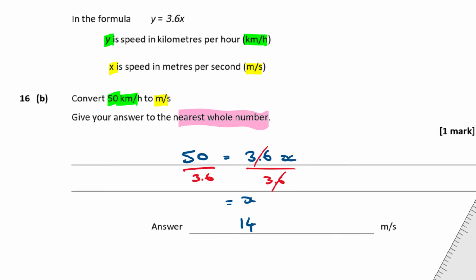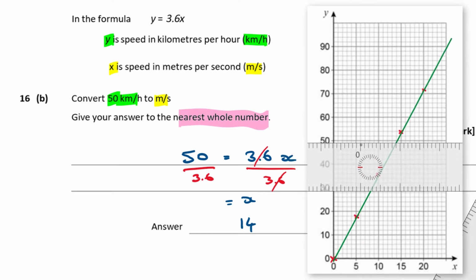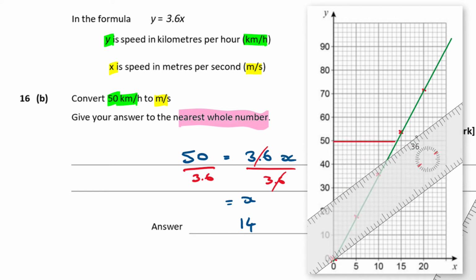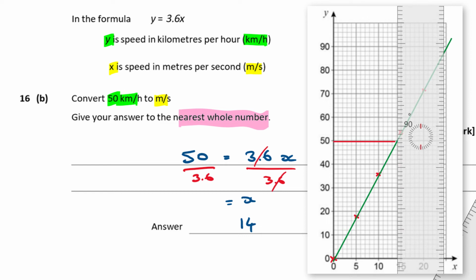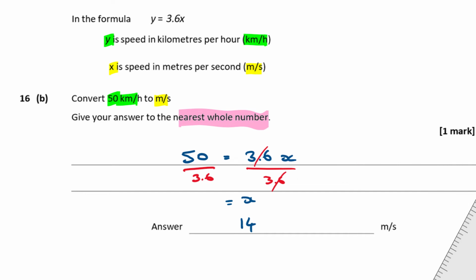Now you could go and look it up from the graph, I suppose. You could scroll back to the graph. You could read across from 50. If you don't like doing algebra, you could do it this way instead. You could read across to the graph. When you hit the graph, change direction. And you should see that that's also pointing to 14. So you could just use a graph to do it that way. Either method is acceptable. It doesn't say you have to do it one way or the other. You just need to come up with the answer 14.